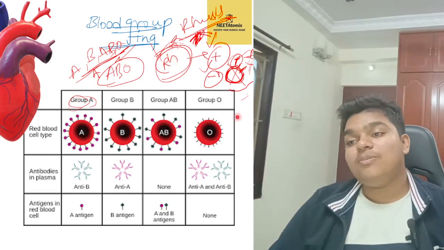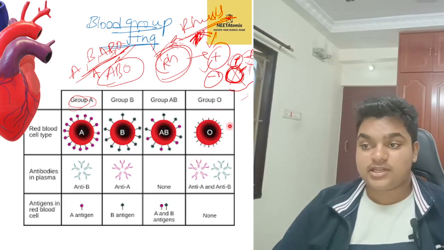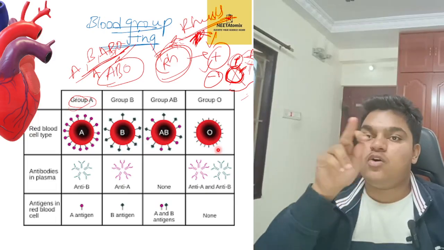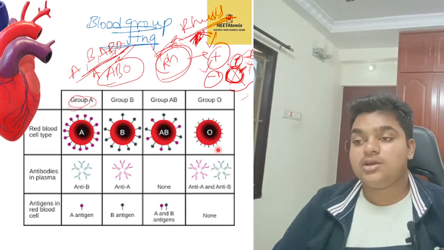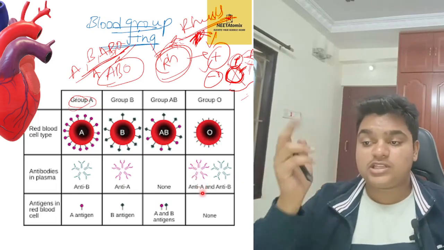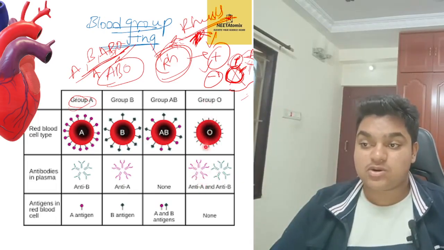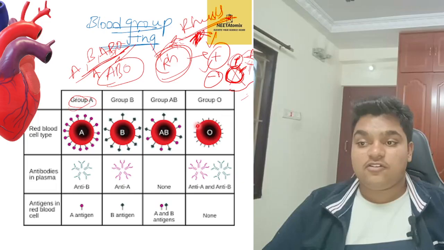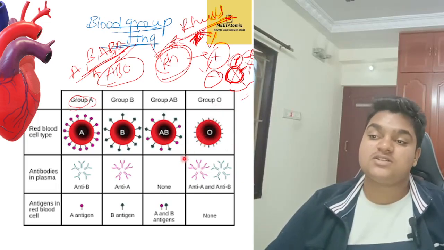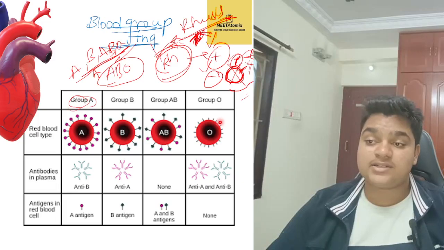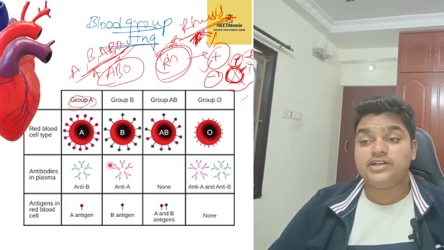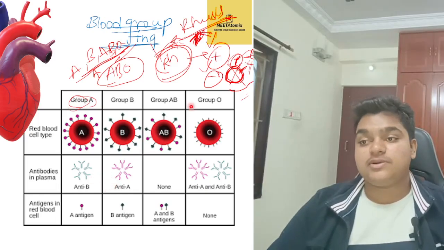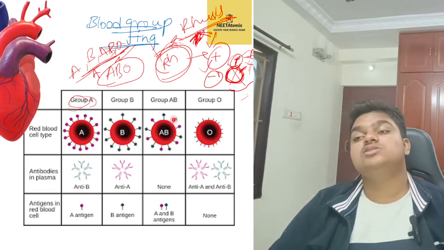Next one. In O blood group, there is no antigen. There is no antigen present on the surface of the RBC. That is why we call it O. O means zero. Okay, remember like that. But we have both types of antibodies, and that is why this is called the universal donor, because it does not have any antigen. If there is no antigen present on the surface of the RBC, what happens? There is no interaction with these antibodies again. So that is why this is the universal donor and this is the universal recipient.